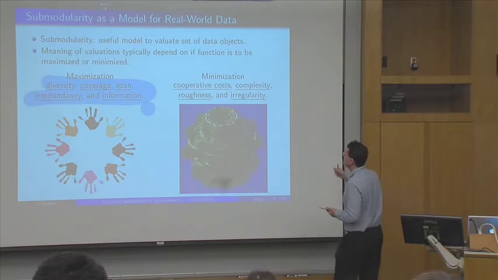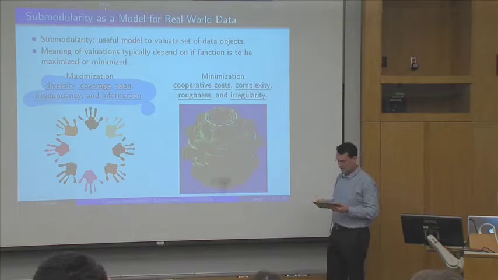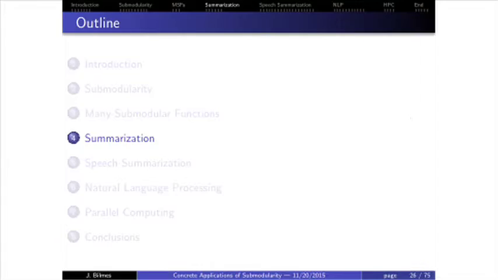On the other hand, when you want to minimize submodular functions, typically submodularity is a useful model for things like interactive costs or cooperative costs. Costs in the sense that two items together maybe cost less than they would if you were to consider them in isolation. And there are a lot of instances of that historically in economics and operations research. Other kinds of things are complexity and roughness and irregularity. All of those are well modeled by instances of submodular functions.